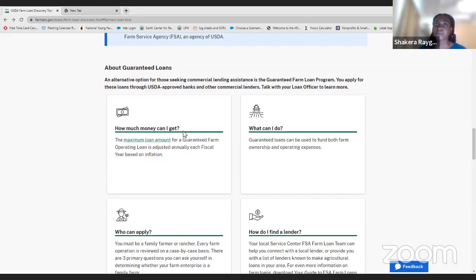So for example, if you can't make a payment, you're getting behind, FSA is going to pay that bank back. So they feel less at risk in lending to a beginning farmer who's just getting started.